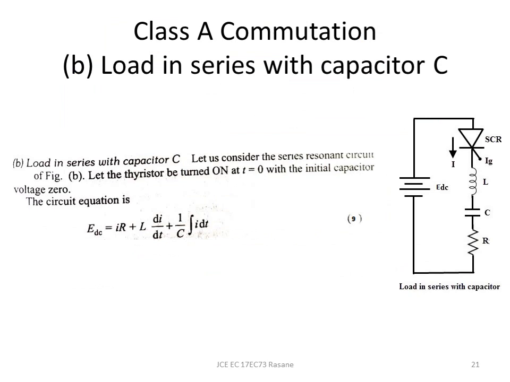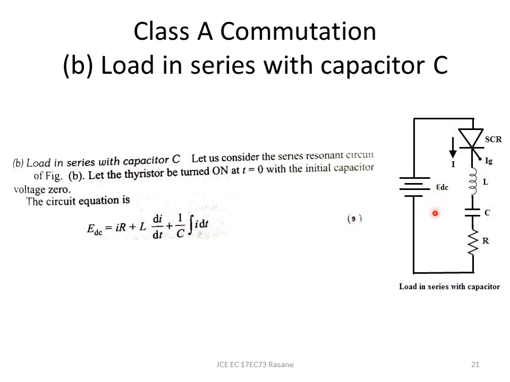Now looking into the class A commutation, the part B of the circuit, that is the load in series with the capacitor C. So we have the load R in series with the inductor L and the capacitor C. In this particular circuit, the thyristor will be turned on at t equal to 0 with the initial capacitor voltage as 0. And again we will have to look into the current and voltage equations, similar to the load in parallel with the capacitor.